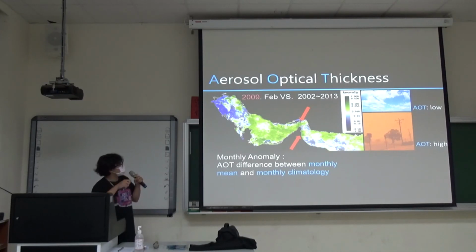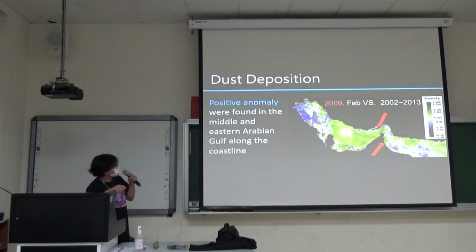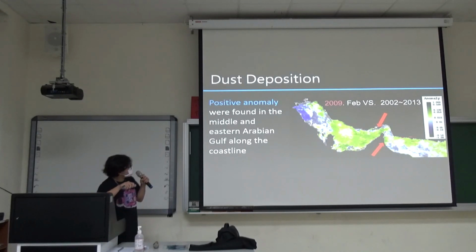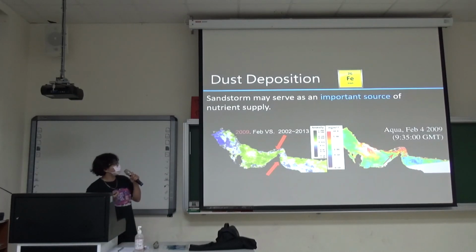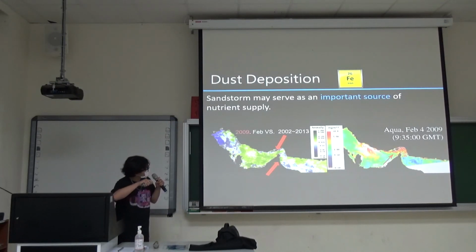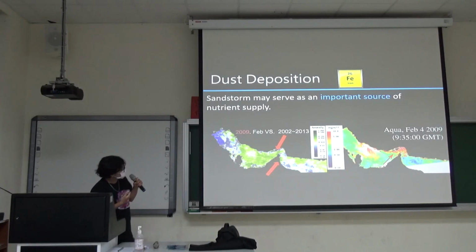And the green part means the anomaly is positive, showing the AOT concentration is higher in February 2009. We can see the positive anomaly is found in the middle and eastern Arabian Gulf along the coastline. So we assume that sandstorms make dust deposition with the element iron, and it can serve as an important source of nutrient supply. You can see the AOT is high here, and the chlorophyll A concentration is high too.